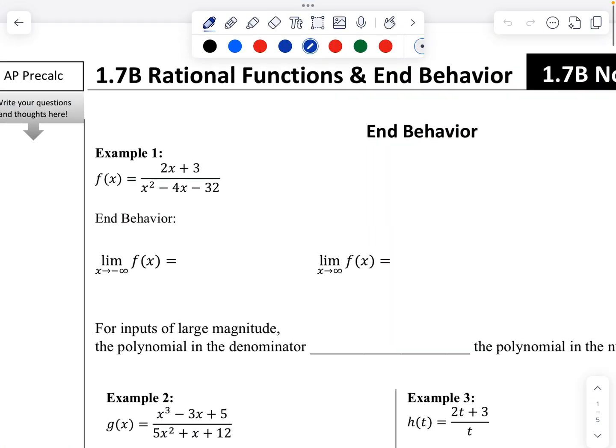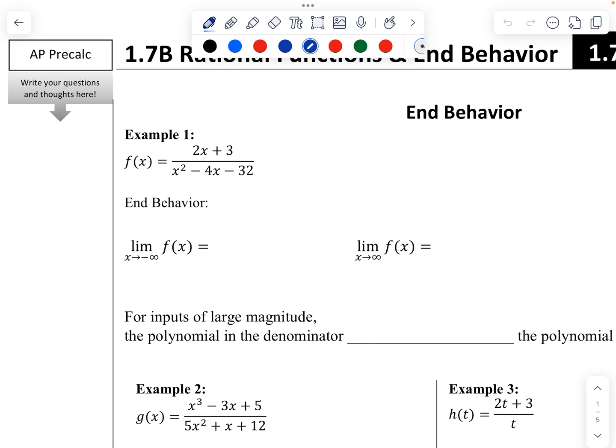We know that this is going to 0 on both of these. Let's see if we can just figure it out by looking at the equation. If I plug in a really big number for these x's, is that plus 3 really going to change it? For example, if I plugged in 1,000,000, we'd have 2 million plus 3 over 2 million squared minus 4 times 2 million minus 32. Well, that's not really going to change. Those numbers aren't going to matter.